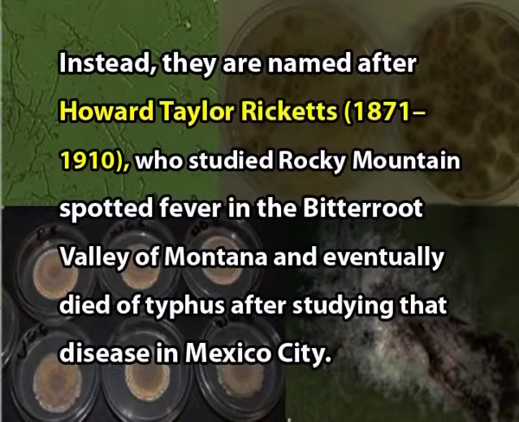Despite the similar name, Rickettsia bacteria do not cause rickets, which is a result of vitamin D deficiency. Instead, they are named after Howard Taylor Ricketts, 1871 to 1910, who studied Rocky Mountain spotted fever in Bitterroot Valley of Montana and eventually died of typhus after studying that disease in Mexico City. Rickettsia are more widespread than previously believed and are known to be associated with arthropods, leeches, and protists.